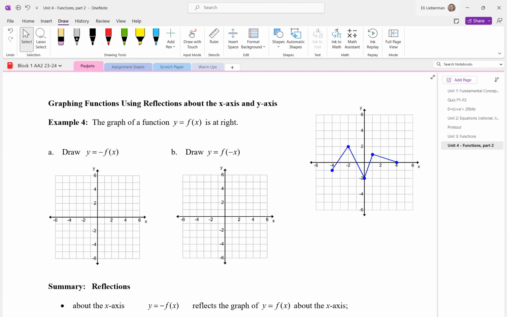Exactly, correct. Let me do the dashed function. So negative 4 comma negative 1 becomes negative 4 comma positive 1. Finish it off. Each one of the y values becomes the opposite of what it used to be.